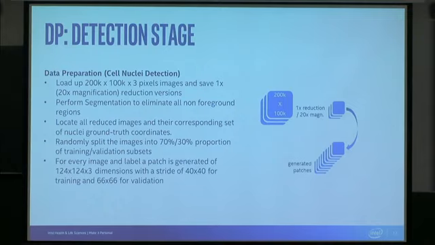Detection stage, basically, again the same images. We are generating patches, performing segmentation before to eliminate all known foreground regions. So basically we're interested only in the foreground regions, tumors, non-tumors, and so on. Also, we are doing the same stuff as in the previous preprocessing step. So basically, patches are a bit differently sized, but still it's the patched approach.